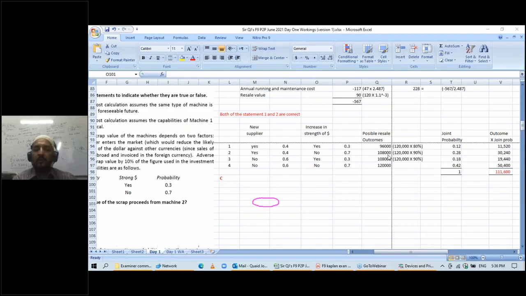The sum of all the outcomes multiplied by their probability is the expected value. So first we have to multiply all the resale values with the joint probability, and when you add all 4 items, then you get the expected value. The expected value is only one item. Shahid, this is for you.